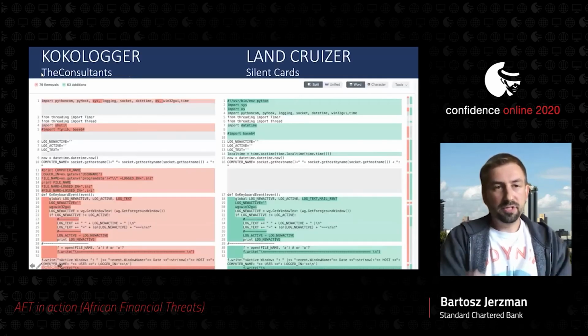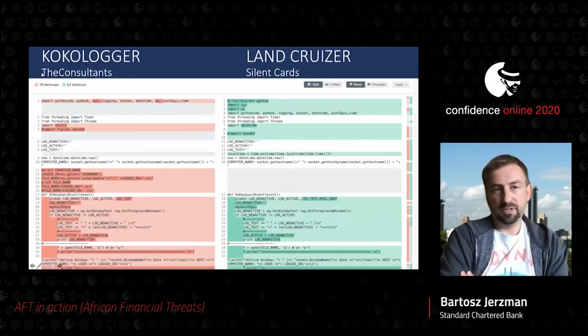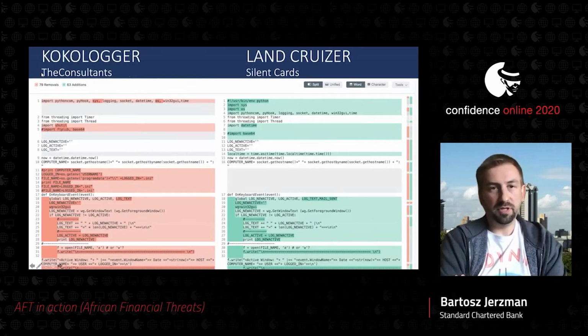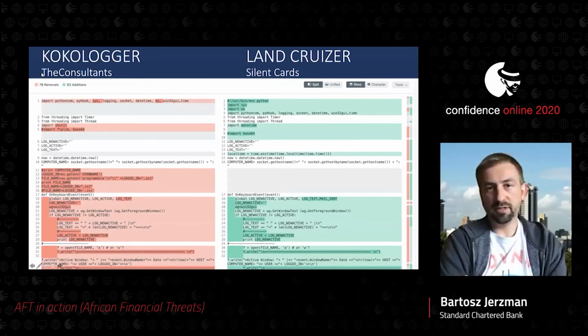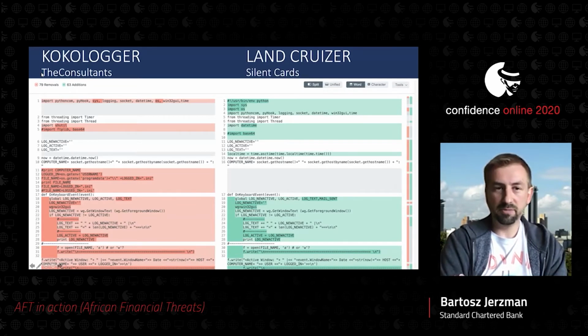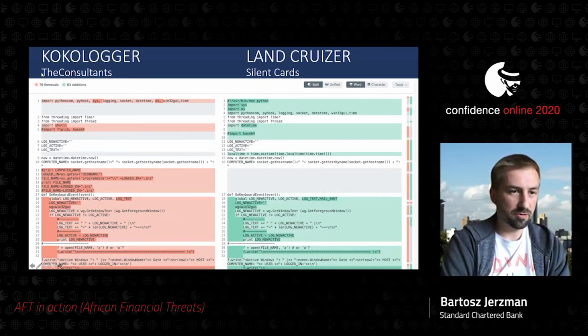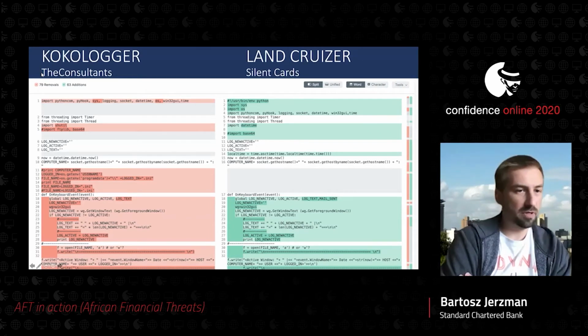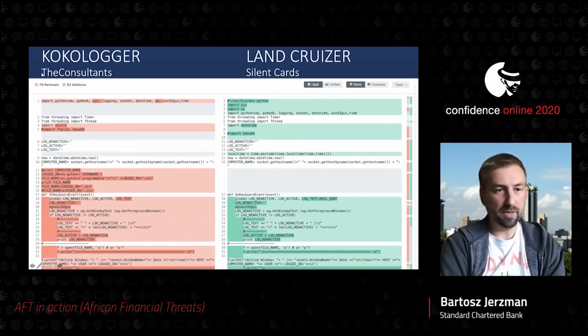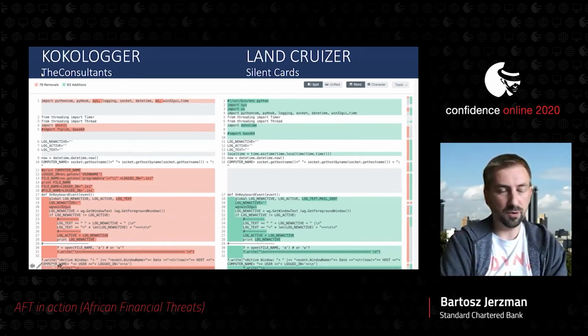Here you can see the differences between the Python keyloggers of the Consultants and the Silent Cards. And you can see that there are quite a lot of similarities. Sometimes they differ with some imports. Some have some commented sections to include binary libraries with FTP and to base64 encode some of the parts.